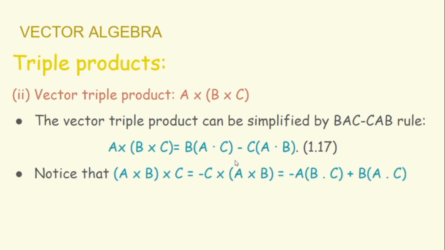Now we can see that we can change the place of vectors by applying a negative sign, and the same BAC minus CAB rule will be applied here also.